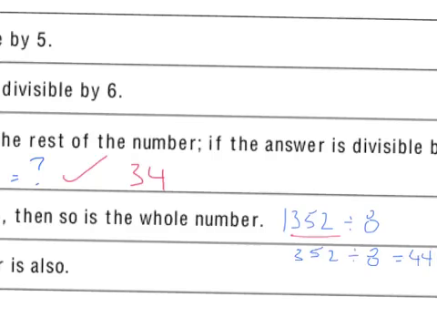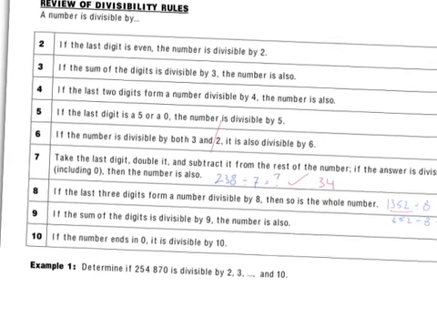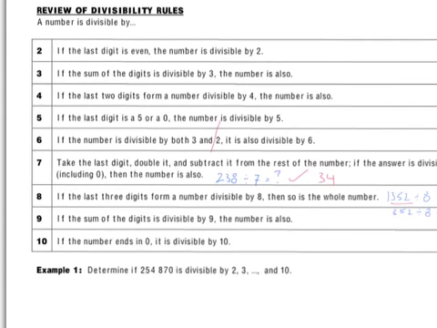Alright, let's check the last one. Or not last one, we have 2 more. 10 is fairly straightforward. If a number ends with 0, it's divisible by 10. So let's look at 9. So if a number is divisible by 9, the sum of the digits is also divisible by 9. So it's very similar to the rule for digit 3.